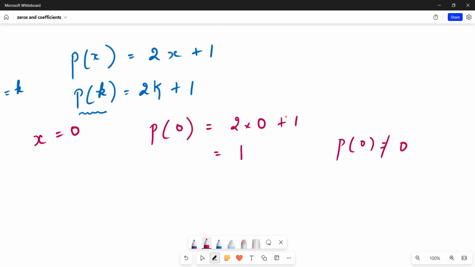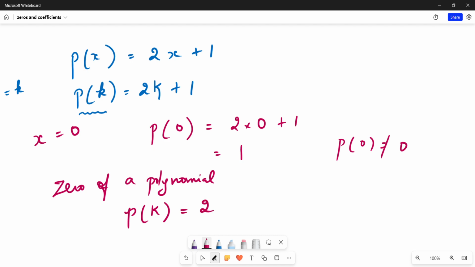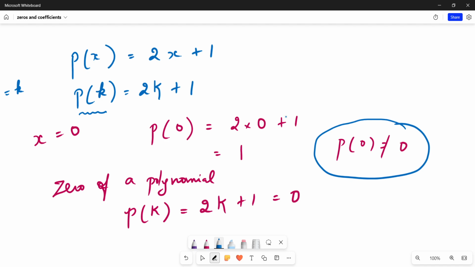Why am I stressing on this? Because we are going to see what is the 0 of a polynomial. The 0 of a polynomial is the point where the polynomial becomes equal to 0. So it's such a k where 2k plus 1 becomes equal to 0, right? This is the 0 of the polynomial, whereas normally people get confused with p of 0. In this case, p of 0 is not equal to 0, so we cannot call this the 0 of the polynomial.